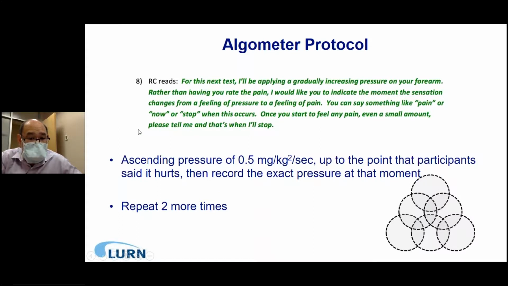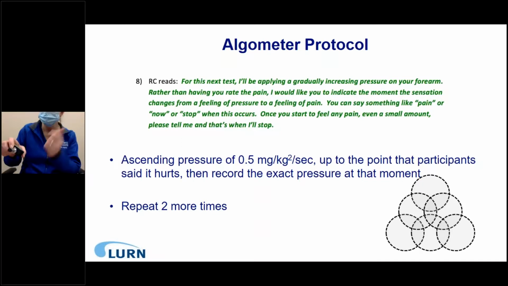This is what we call the ascending pressure threshold. Basically, this is a little different. You are going to increase the pressure at about 0.5 per second. When you're counting with the metronome in your ear, as you're pressing down, it's half, so it takes 4 seconds to get to 2.